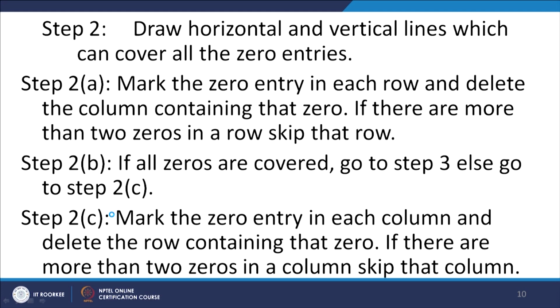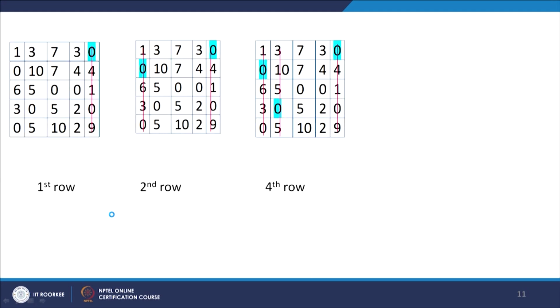Now, what does this mean? Again, coming back to our example, let us look at the first row. The first row says 1 3 7 3 0. So, there is only one 0 in the first row. So, we have to mark this 0, and after marking it, we have to draw a vertical line which is going to cross the last column, the fifth column.